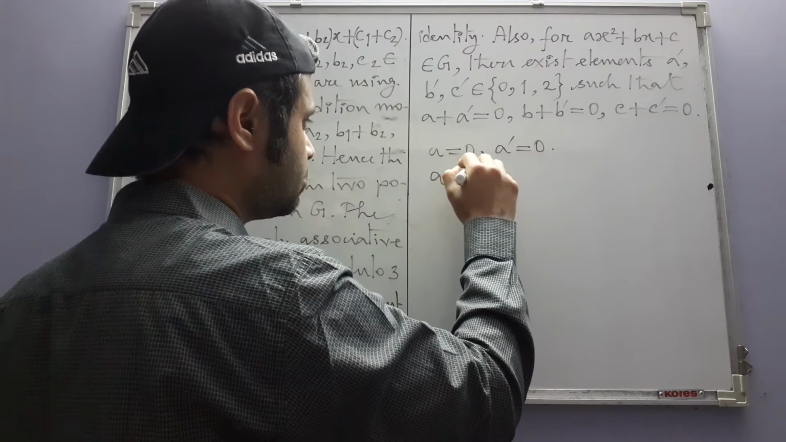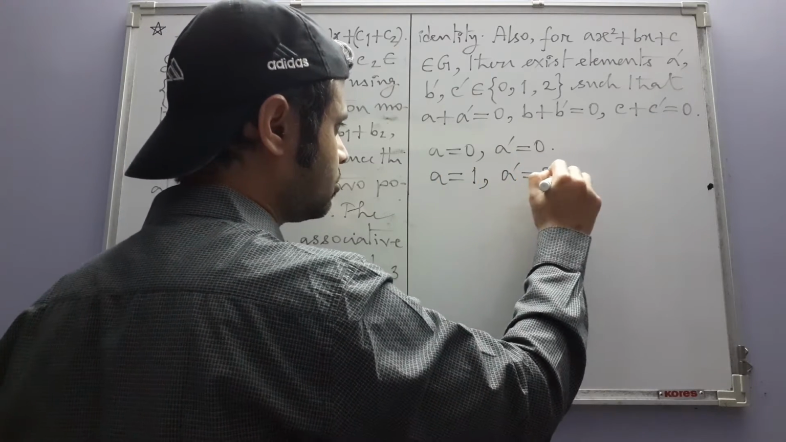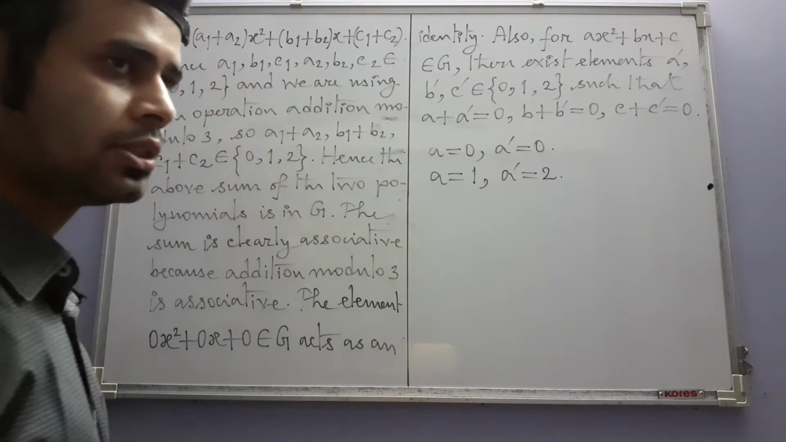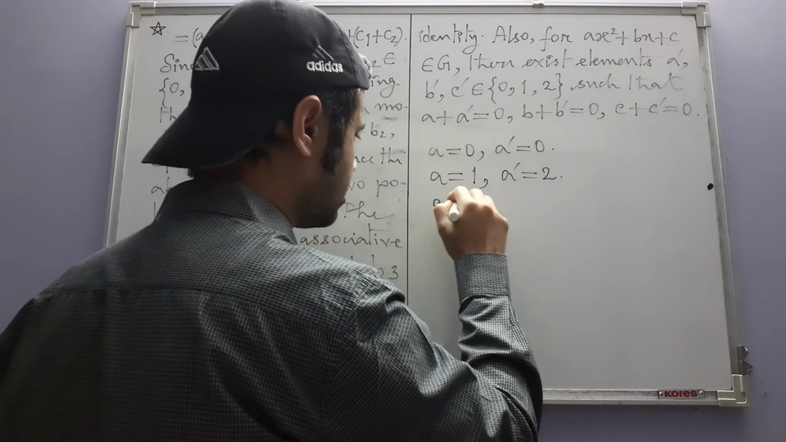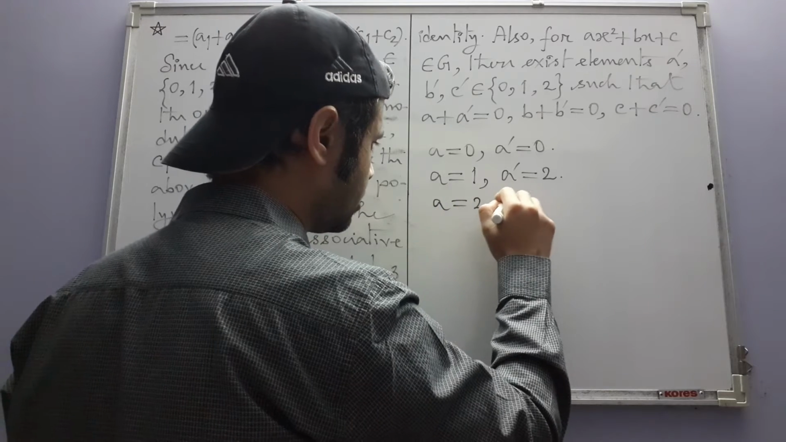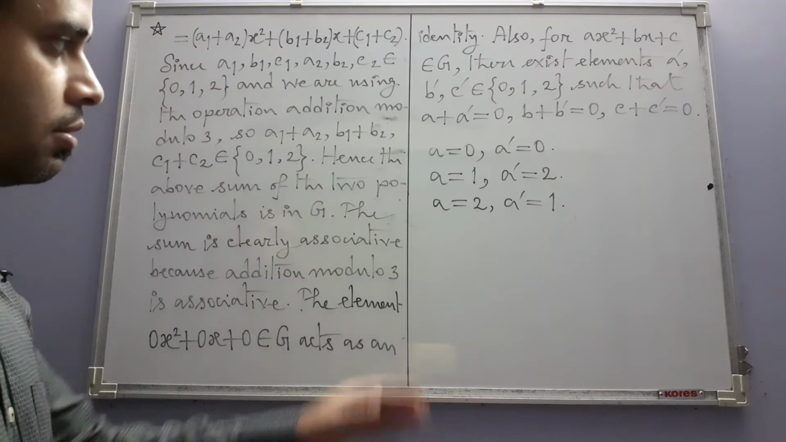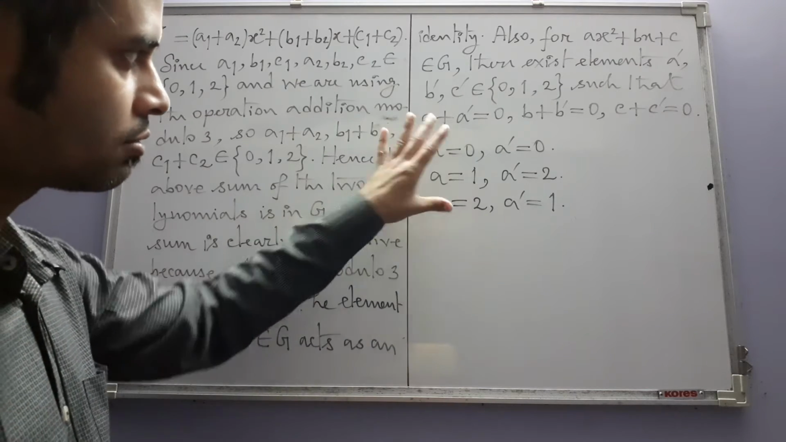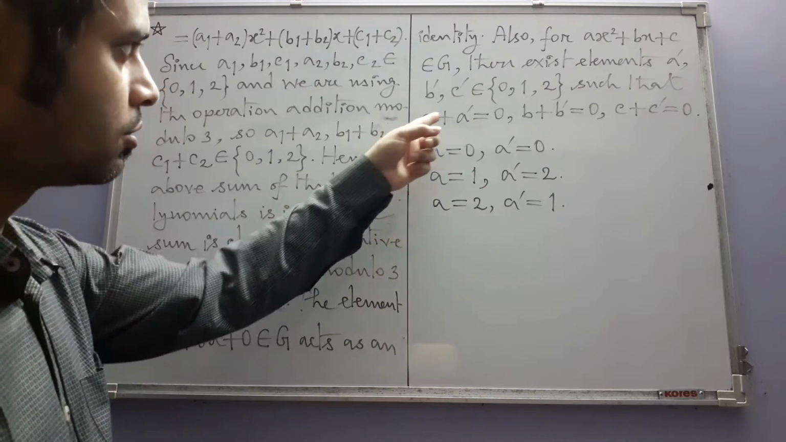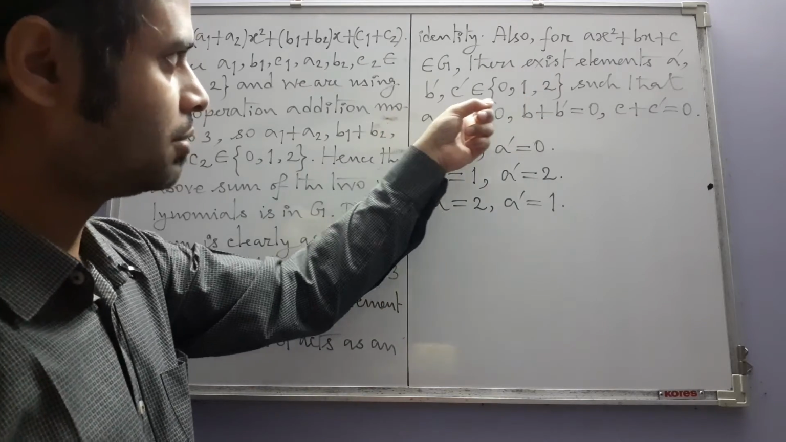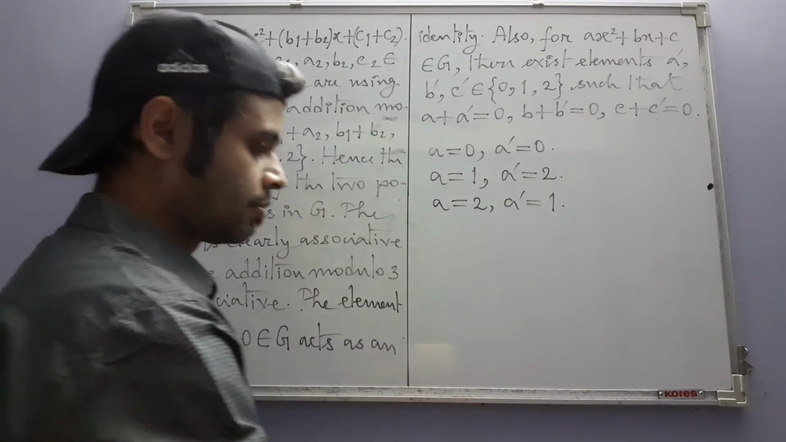If your A is 1, then A prime is 2. 1 plus 2 is 3 and modulo 3, that is 0. Just like that, if your A is 2, then A prime is 1. So additive inverses for these coefficients exist under addition modulo 3. So those additive inverses are A prime, B prime and C prime for these coefficients respectively.